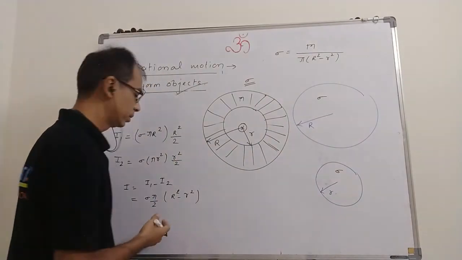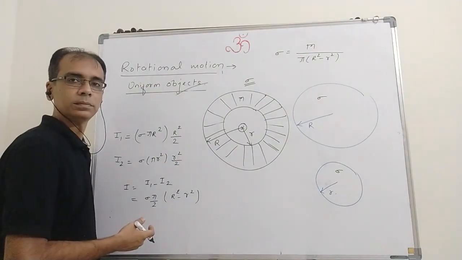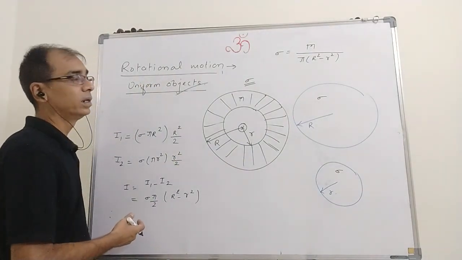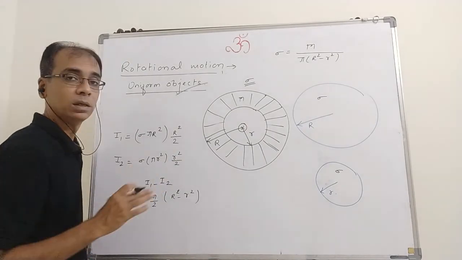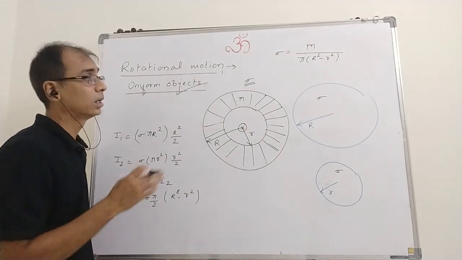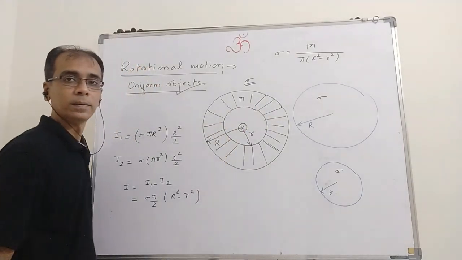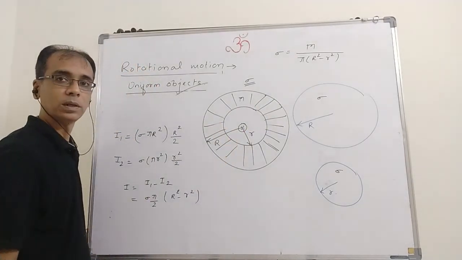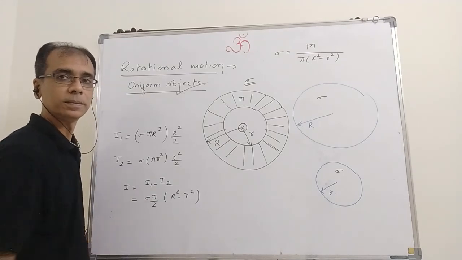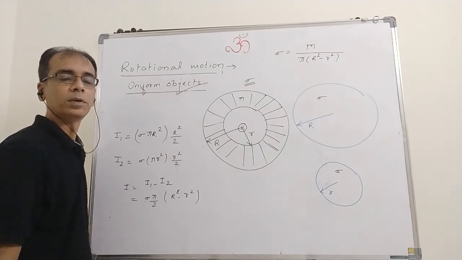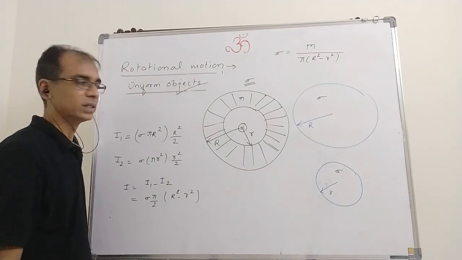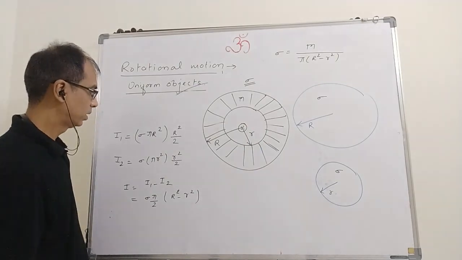Then I can put it in here, because that is only the area, pi R square minus pi r square. You can put it this way and we'll get the answer. Are you able to understand? Is that clear to you?